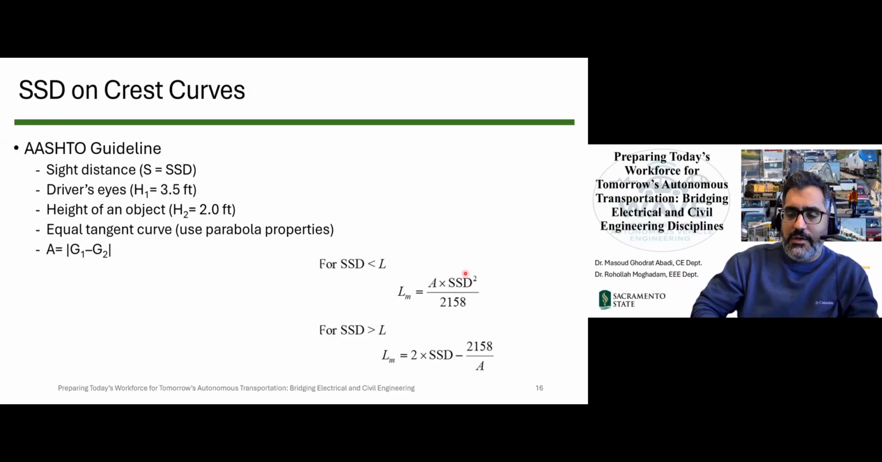So based on a stopping sight distance, we will find the minimum length of the curve. We check whether this assumption was correct. If it was correct, we are good. This is the length that we should provide. Otherwise, we move to the second one and we find the minimum based on this second equation. And then this should be something that we provide. We cannot go below this minimum length.